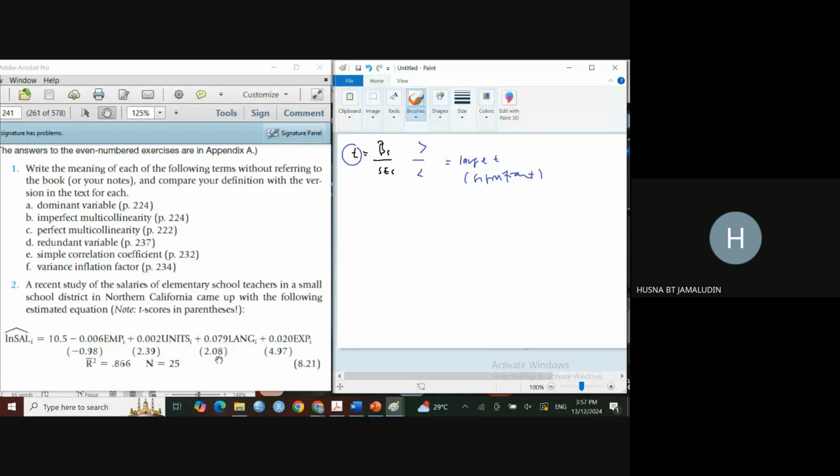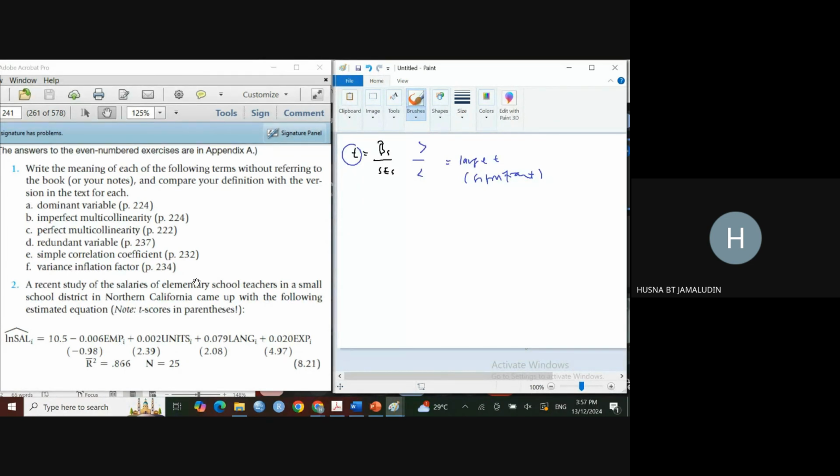Well, this is good, 2 point something, but for the first one, EMP, your t-score is small. When your t-score is small, basically your standard error is large. That's why you're going to have the small t-score. And when your t-score is small, basically it is not significant. Something is wrong with this EMP, so you have to pay attention to this.